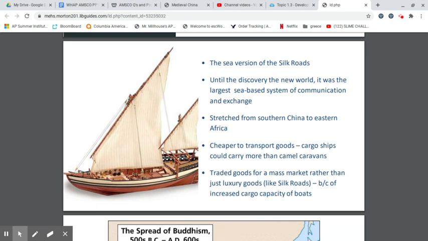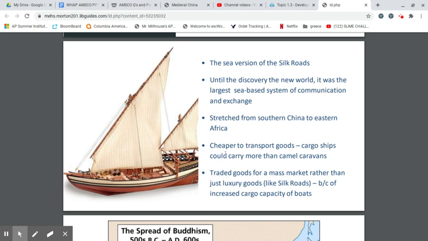The Indian Ocean trade is, until the discovery of the New World, the largest sea-based system of communication and exchange. I mean, eventually you're even going to get Europeans involved in this. It's the spreading of cultures and religions and how you do things, languages, everything is getting shared through contact.